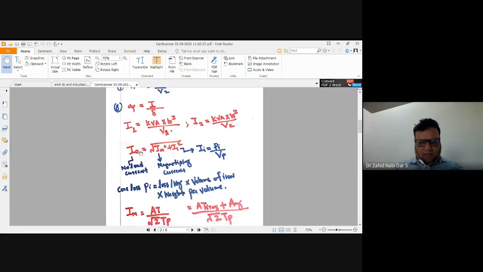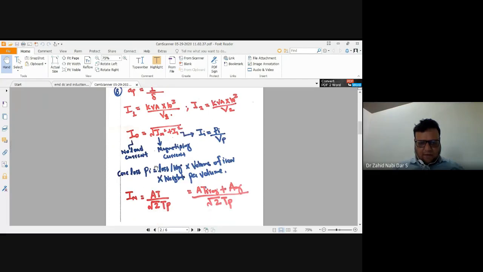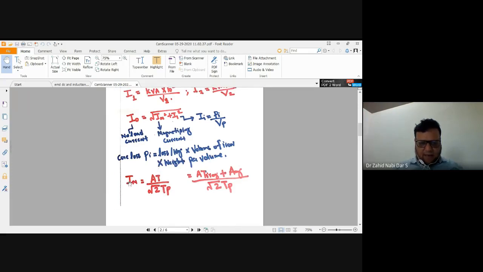No load current, I naught, is the no load current, Im is magnetizing current, and Ia, that is Pi by Vp, that is input power by voltage in the input, is equal to Ia. So core loss is basically a constant loss, and this Pi is loss per kg into volume of iron into height per volume. This is the core loss formula. So magnetizing current would be ampere turns divided by root 2. Why divided by root 2? Because this is the RMS value into TP.